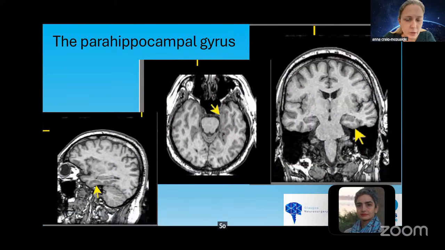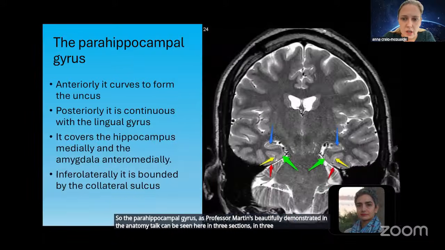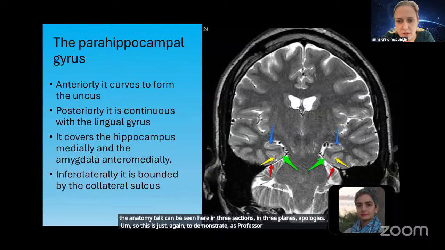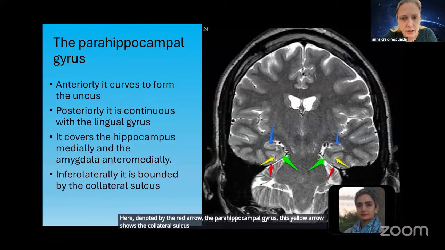So the parahippocampal gyrus, as Professor Martins beautifully demonstrated in the anatomy talk, can be seen here in 3 planes. So this is just, again, to demonstrate, as Professor Martins already has, that you have the tentorium here, denoted by the red arrow, the parahippocampal gyrus. This yellow arrow shows the collateral sulcus, and this is the hippocampus proper up here.